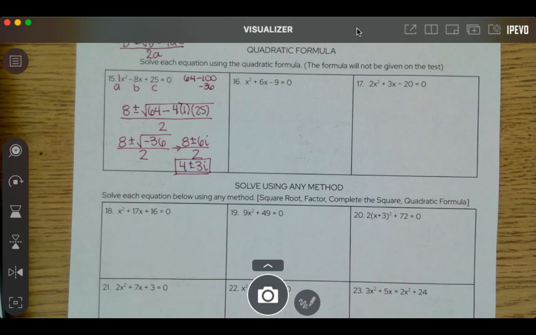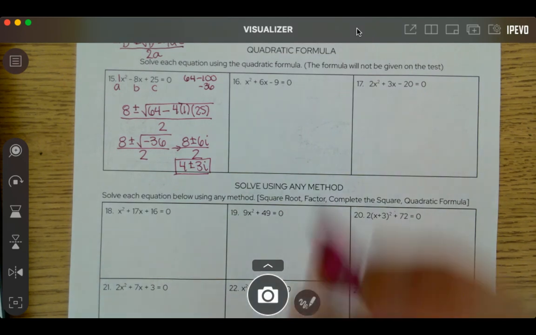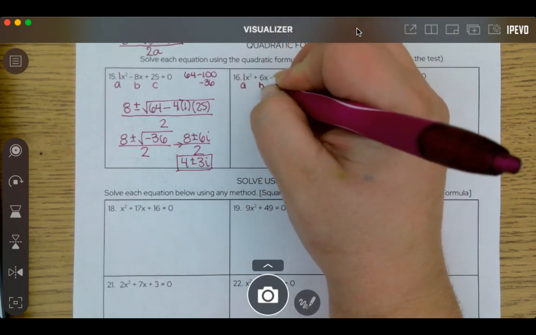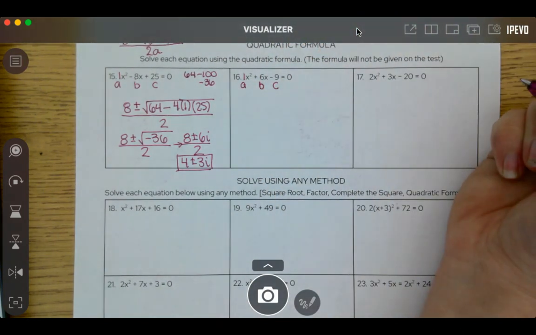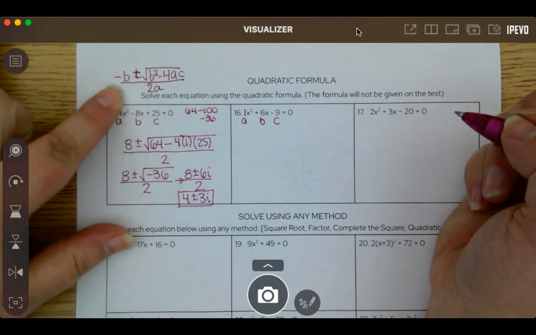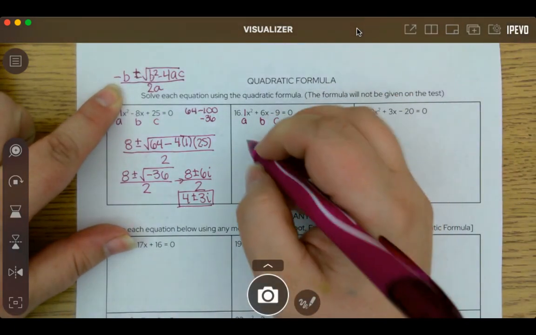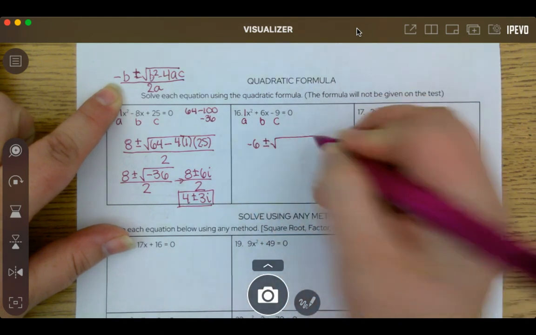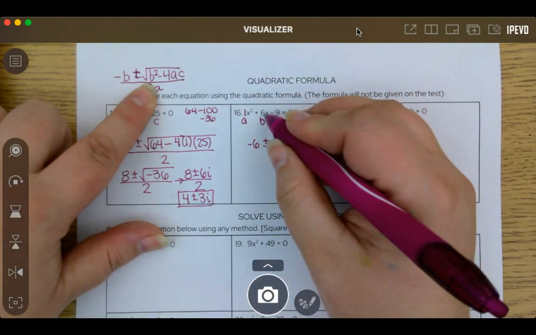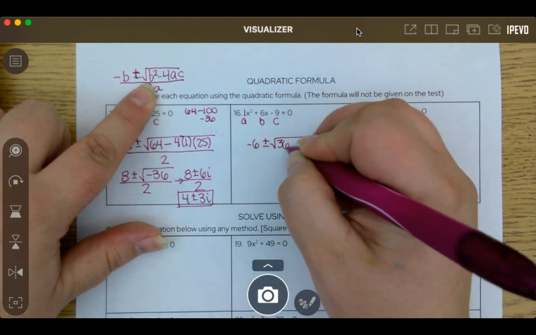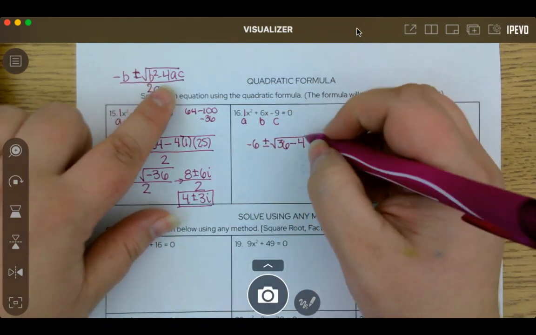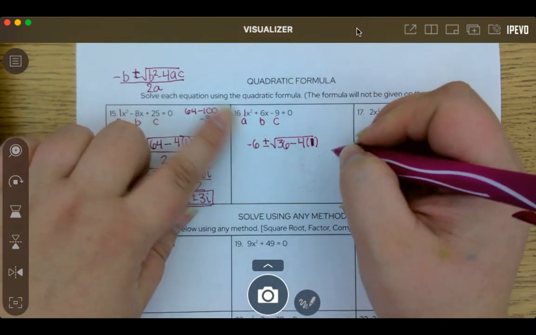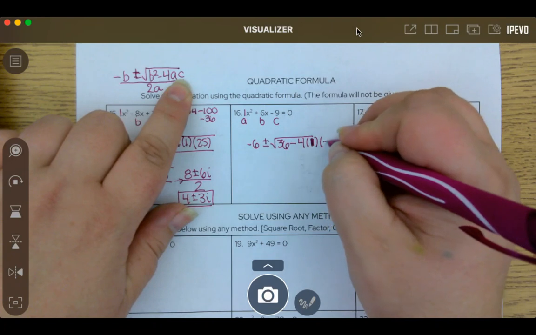So that's a little redundant to go over that too. Okay, so let's see. A is going to be 1, B is going to be 6, and C is going to be negative 9. So negative B is 6, so that's going to be negative 6, plus or minus the square root. B squared, 6 squared is 36, minus 4 times A, which is 1. Oops, sorry, I wrote 2 1s. Times C, which is negative 9.